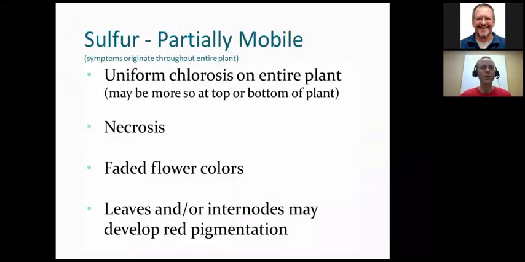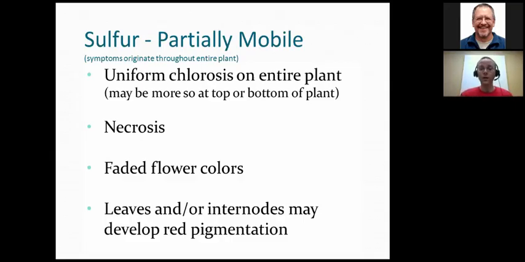So let's look at sulfur. It is uniform chlorosis on the entire plant. It can go necrotic over time if it goes too far. The flower colors will be faded, and the internodes in the leaves might develop some red pigmentation. Again, necrosis isn't new, chlorosis isn't new, and having some red pigmentation on the plant also isn't new.